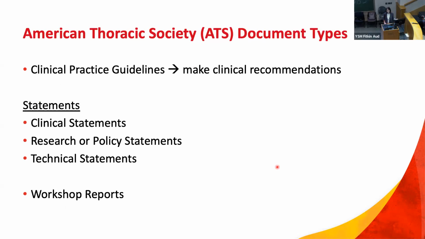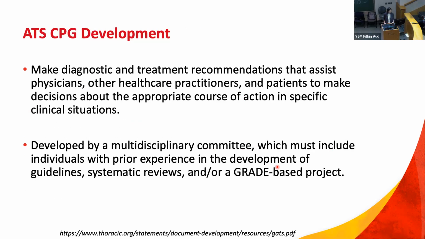So the American Thoracic Society, and I'll focus on the ATS because it's the largest, and I think probably most powerful international pulmonary society, and the one that publishes several guidelines and one that most of us would be referring to. There's a whole bunch of different documents. So you can have clinical practice guidelines, and those make clinical recommendations. Then there's statements. So clinical statements are like a softer version of a guideline, can still make recommendations, but don't require methodologists to be a part of it. You can have research or policy statements, technical statements, and then workshop reports. So this is all the sort of formal documents that our society supports.